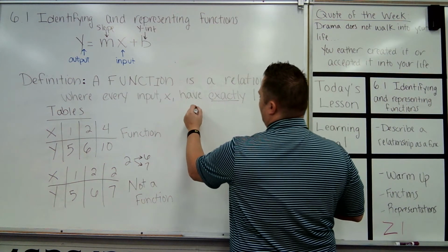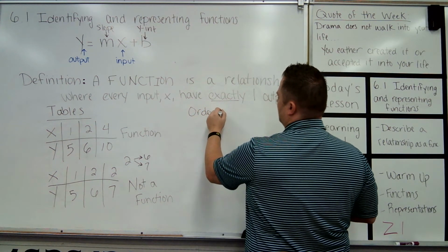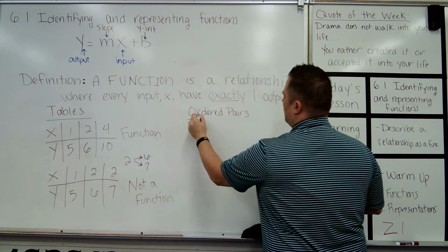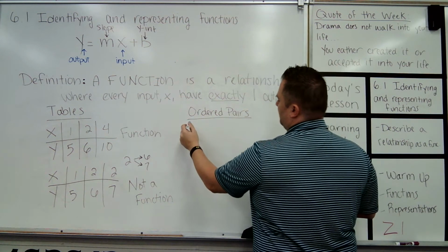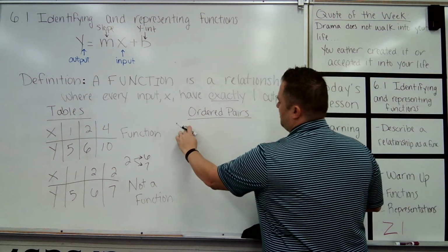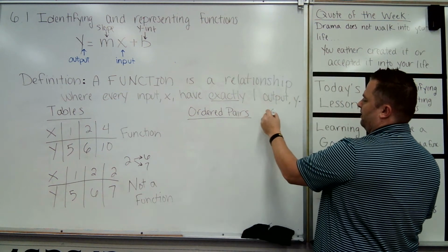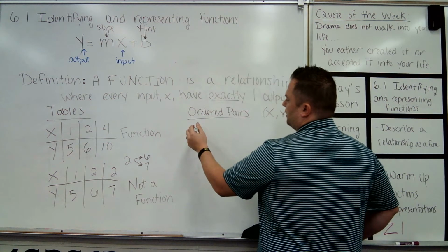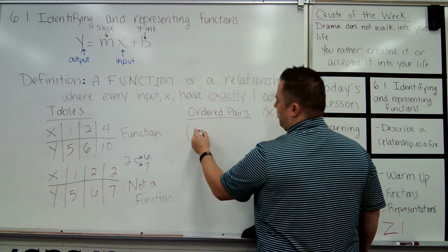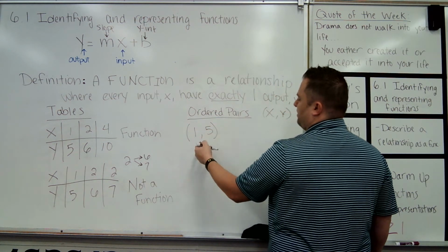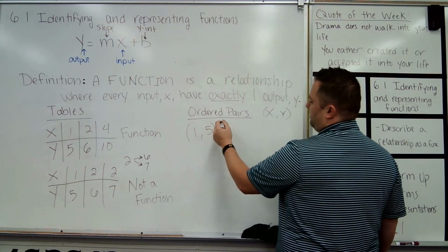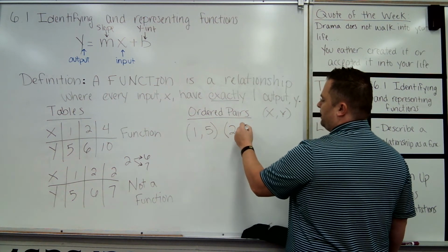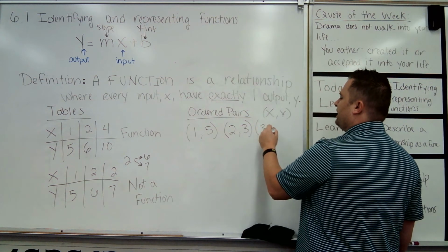What about ordered pairs? Before I get started on this, we have to remember that the first number is X, the second number is Y, right? These are like coordinates. So in ordered pairs, let's just say 1 and 5. That means that 1 got put in, 5 came out. And then we have a 2 and a 3, where 3 came out. And then a 3 and a 6, where 6 came out.